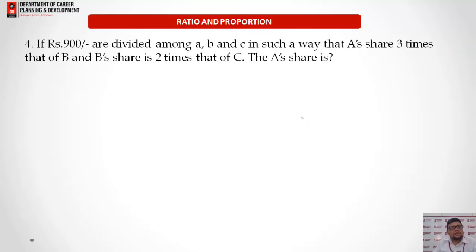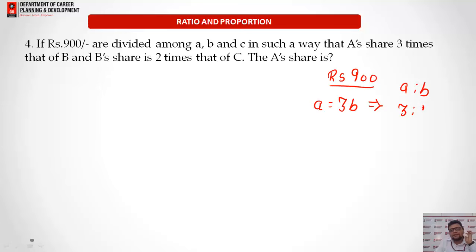Next question is, if 900 rupees are divided among A, B and C in such a way that A share is 3 times the B share, and B share is 2 times that of C, then the A share will be. Now here we have to divide rupees 900. Okay, 900 rupees should be divided. Here share of A is equal to 3 times of B, or we can write it in a ratio. A is to B is how much? That is 3 is to 1.